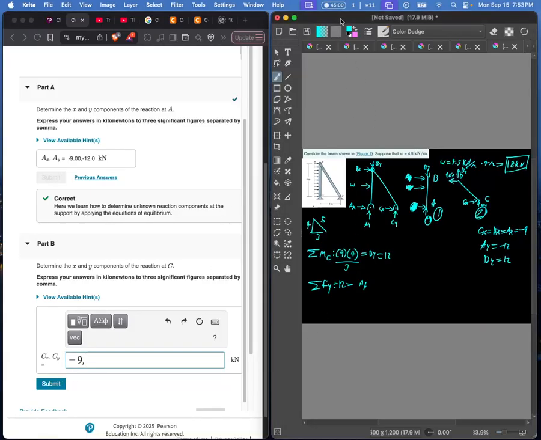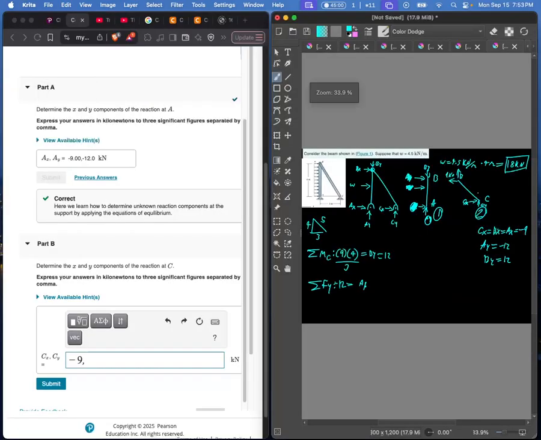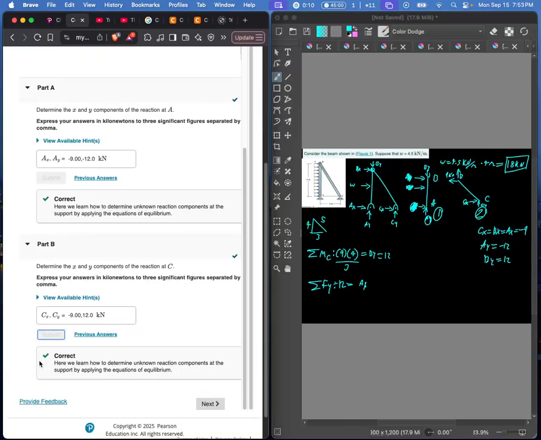Let's go back. Well, we can do some of the forces in the y, can't we? We know BY is equal to 12, so it must be negative 12. So it must equal 12. Heck yeah. That's what it's all about.